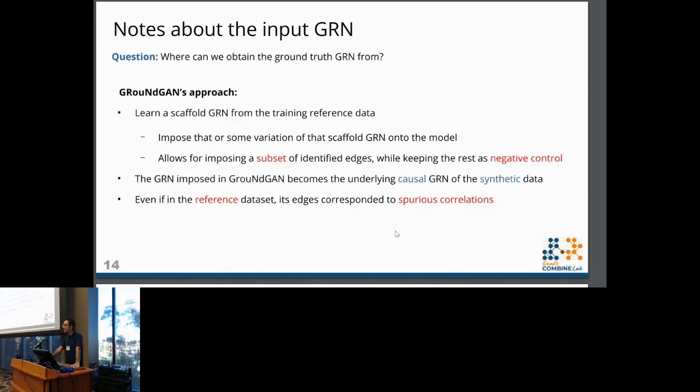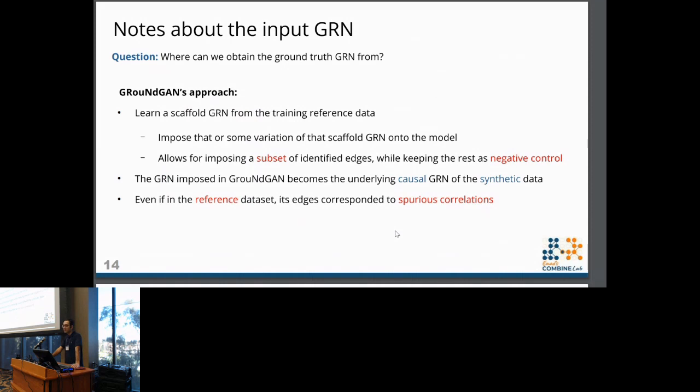Now, where can we obtain this scaffold GRN, which we then impose onto the model? We already talked about how we can get it from literature or from biological databases. Our approach here is to learn that scaffold GRN from experimental data, using a subset, for example, of identified edges as positive control and the other subset as negative control.